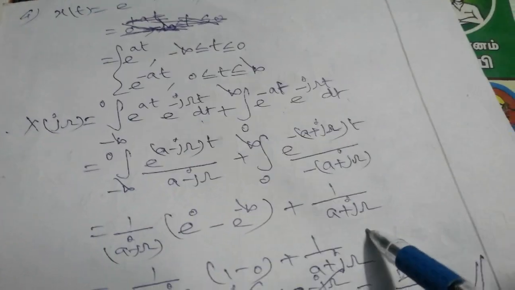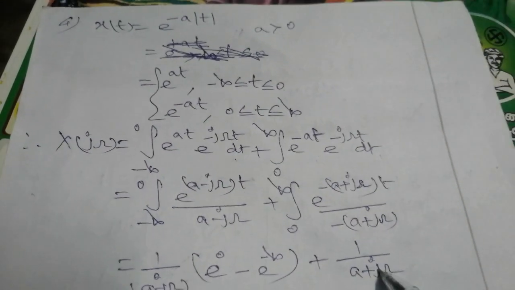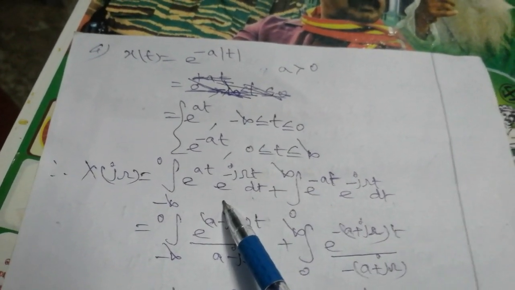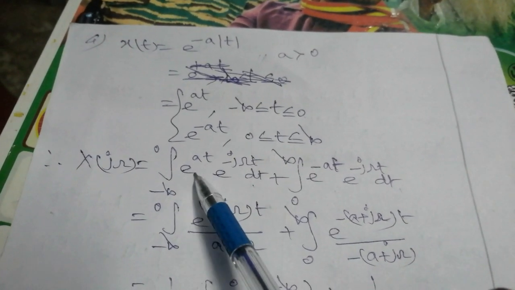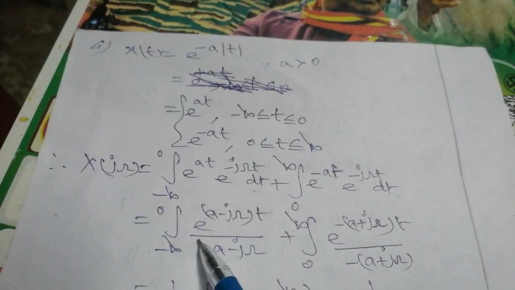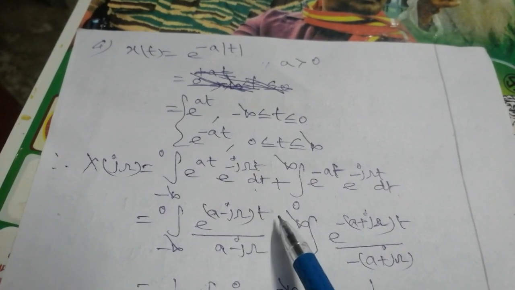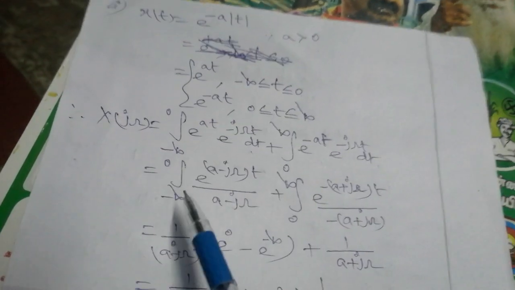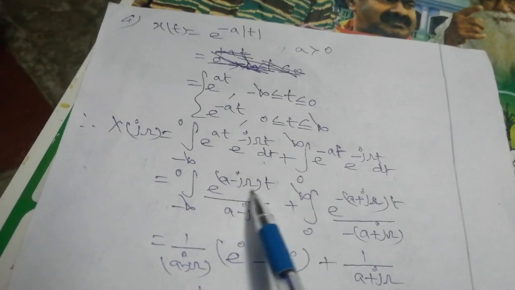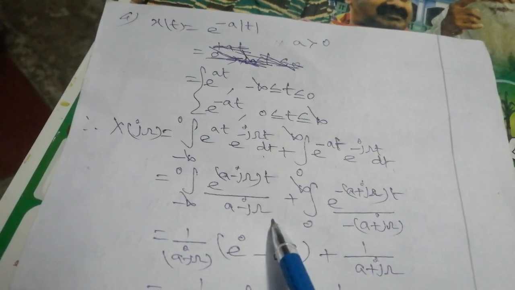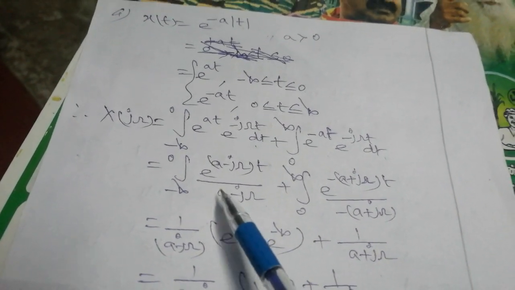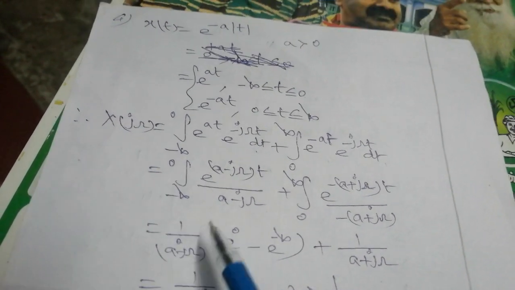So it has the standard answer that 1 by a plus j omega. You can immediately write this answer for the second integration. So only we have to calculate the first integration. Okay, in this we can combine these two terms. It is in the form of e power a into e power b. So we can combine them as e power a plus b term. Okay, that is integral minus infinity to 0 e power a minus j omega into t divided by a minus j omega. Okay, that is 1 by a minus j omega, I am taking this term outside.